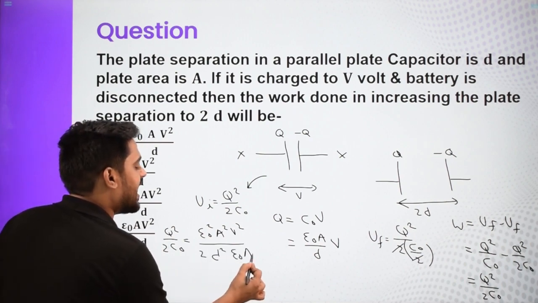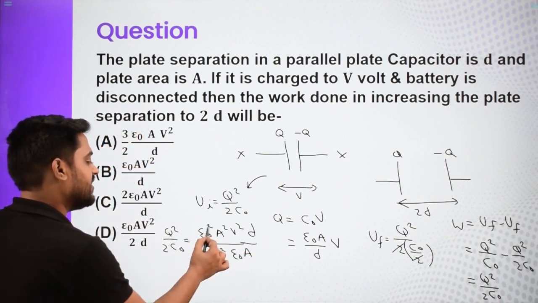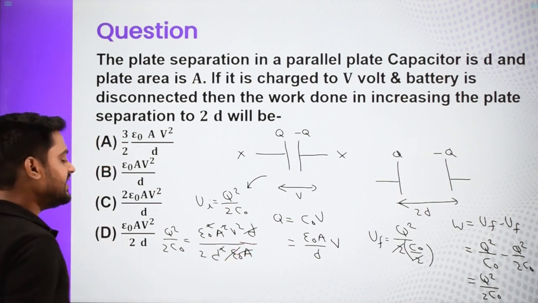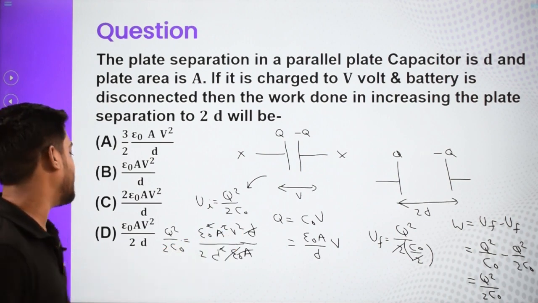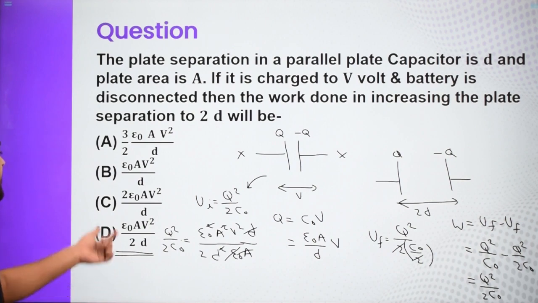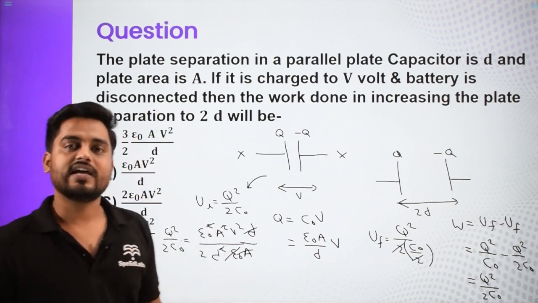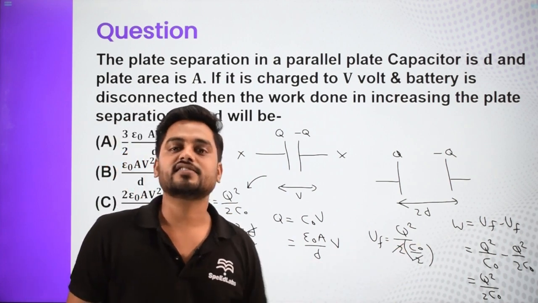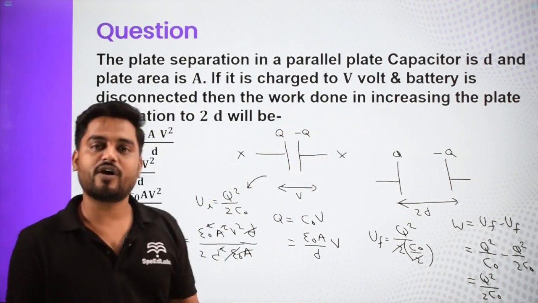C naught is epsilon naught A by D. So this D is over here. Now just cancel out whatever you can: epsilon naught A and one of the D. So it is 1 by 2, half, epsilon naught A by D V square. So this is the correct option which we are getting. No other option matches, hence this is the correct answer. Or we can say this is the increase in potential energy, which is the work done by us on the capacitor in increasing the plate separation from D to 2D.